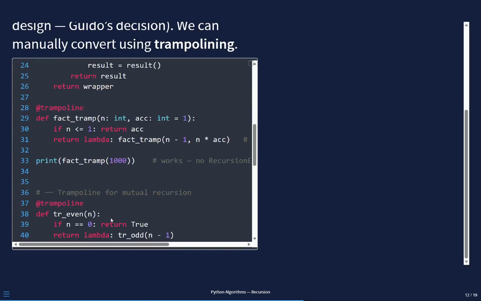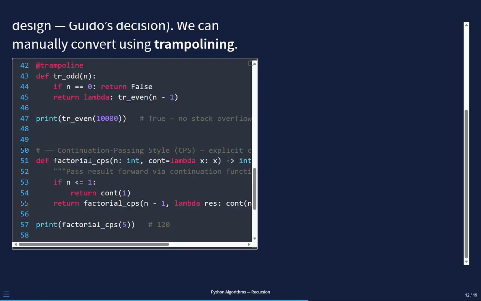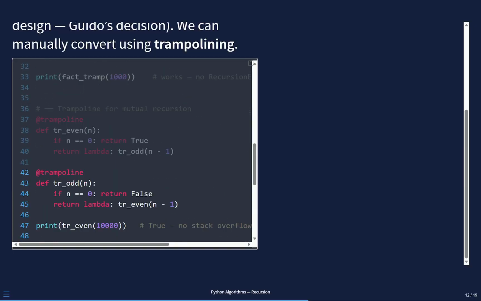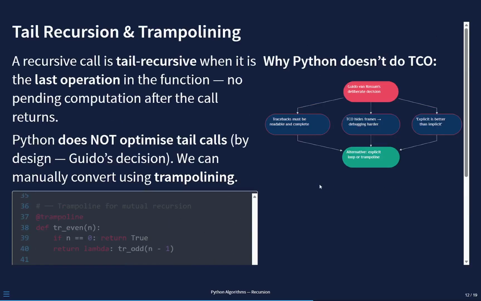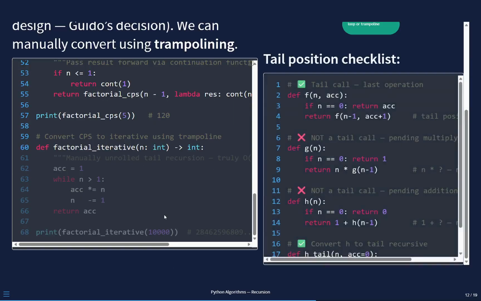The trampoline decorator is the key. Wrap any function with it, and replace every tail recursive call with return lambda: function(next_args). The decorator's while loop drives execution without growing the system stack. fact_tramp(1000) works fine. No recursion error. The same trampoline technique works for mutual recursion.